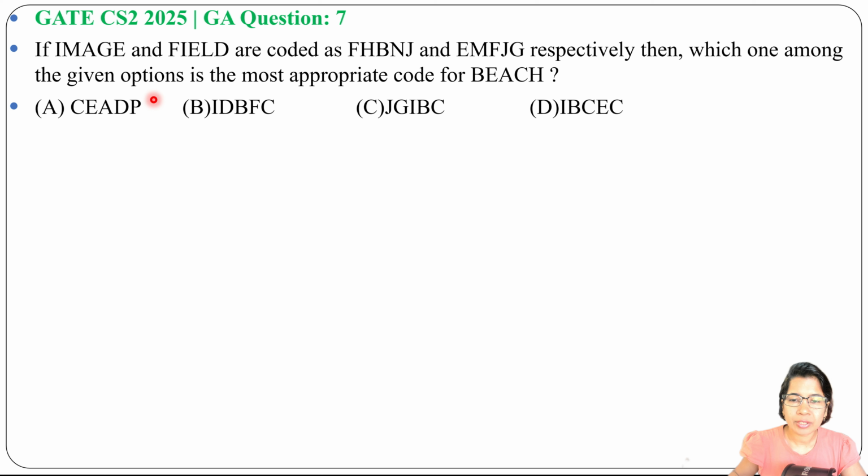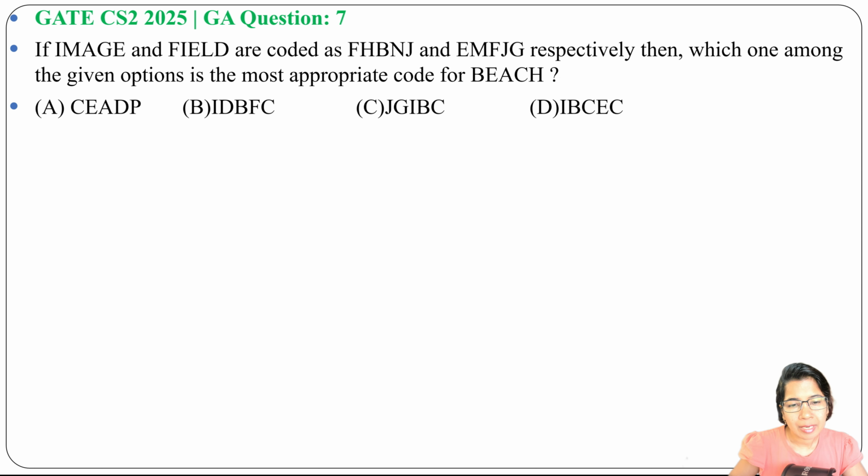Hey everyone, let's solve one previous question of general aptitude. This question was asked in GATE CS2 2025 GA question number 7. If IMAGE and FIELD are coded as FHBNJ and EMFGH respectively, then which one among the given options is the most appropriate code for BECH? And 4 options are given.